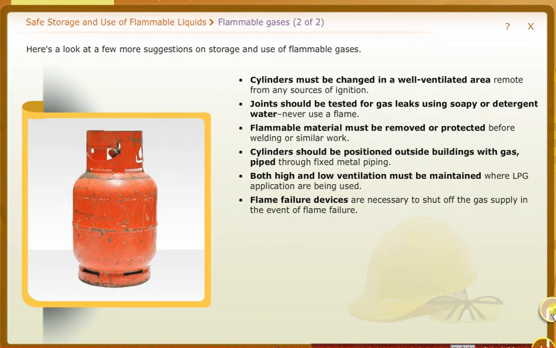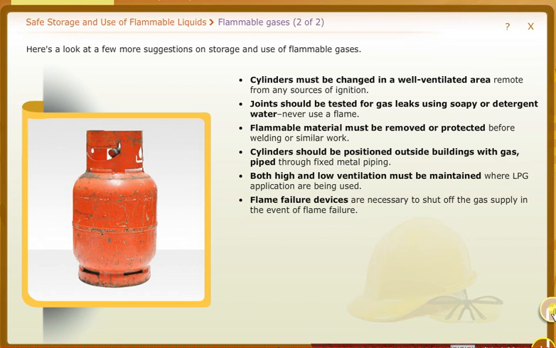Here's a look at a few more suggestions on storage and use of flammable gases. Cylinders must be changed in a well-ventilated area remote from any sources of ignition. Joints should be tested for gas leaks using soapy or detergent water. Never use a flame. Flammable material must be removed or protected before welding or similar work.